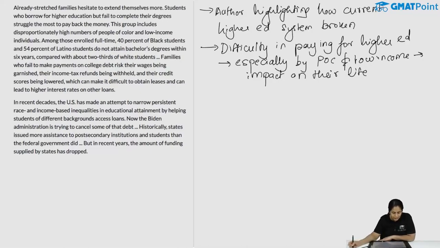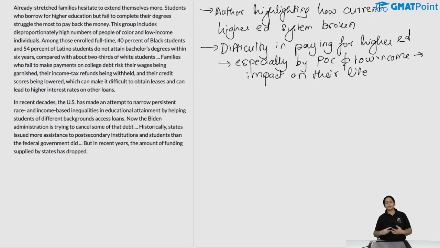In recent decades, the US has made an attempt to narrow persistent race and income-based inequalities in educational attainment by helping students of different backgrounds access loans. Now, the Biden administration is trying to cancel some of that debt. Historically, states issued more assistance to post-secondary institutions and students than the federal government did. But in recent years, the amount of funding supplied by states has dropped.